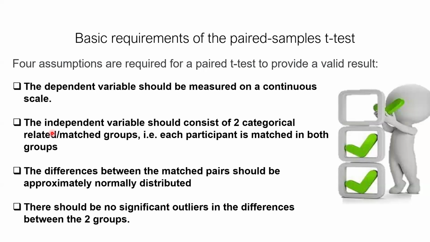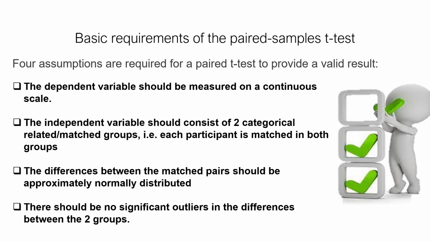Now, the independent variable should consist of two categorical related or matched groups. That is, each participant is matched in both of the groups. And then the differences between the matched pairs should be approximately normally distributed. So we will be testing the normality of the distribution of the differences between the matched pairs. Now, there should be no significant outliers also in the differences between the two groups, right?